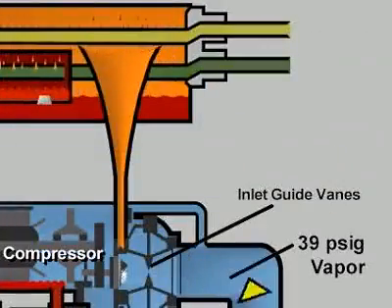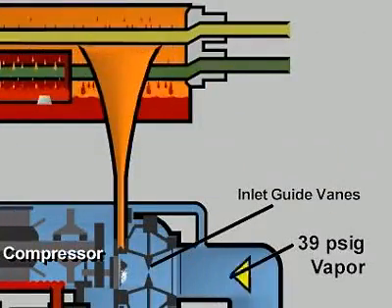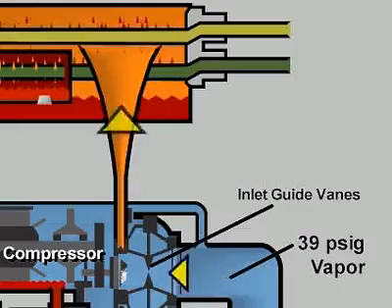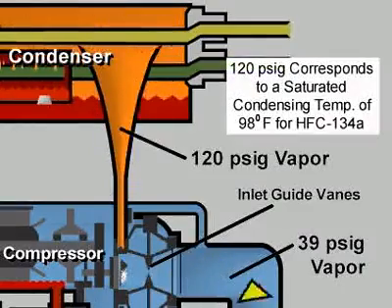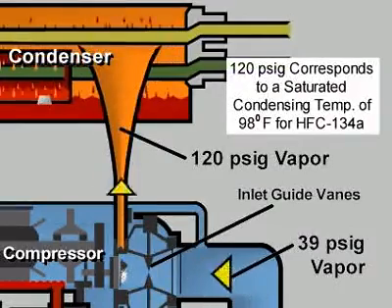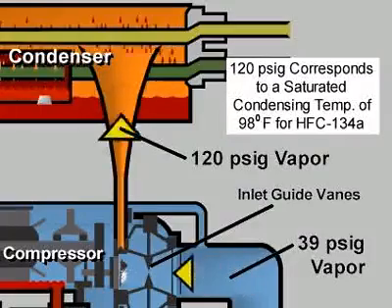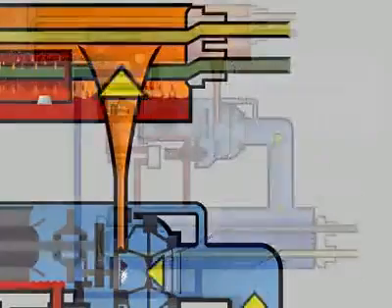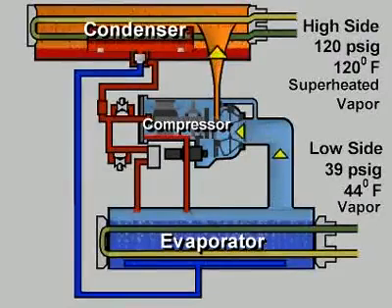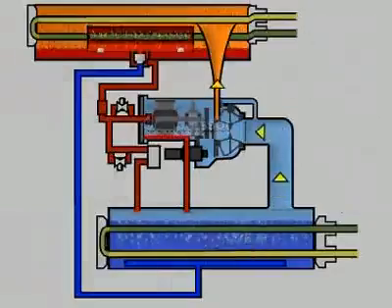The refrigerant vapor is drawn from the cooler or evaporator by the centrifugal compressor at the rate set by the inlet guide vanes. It is compressed to a pressure of about 120 psig, with a corresponding saturated condensing temperature of 98 degrees Fahrenheit, and then discharged into the condenser. This compression process adds some heat to the compressed vapor, superheating its temperature to about 120 degrees. In an actual building, this temperature may vary based on the load and the machine's refrigerant charge.